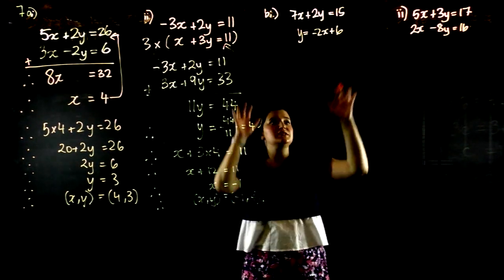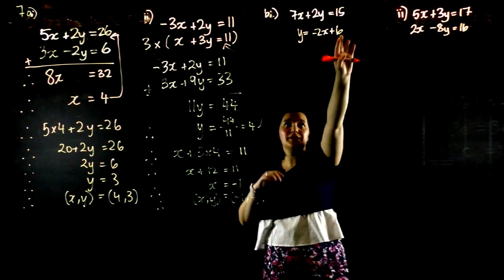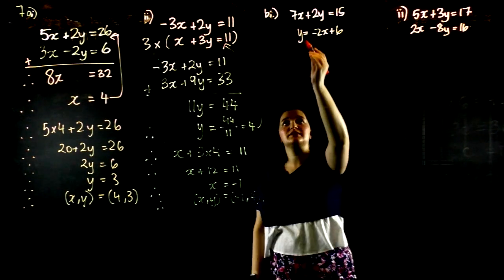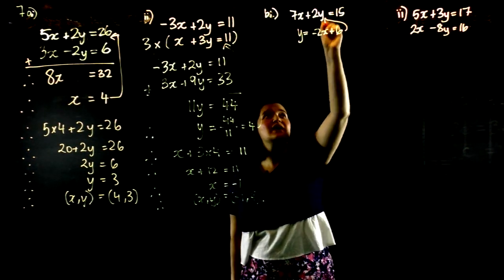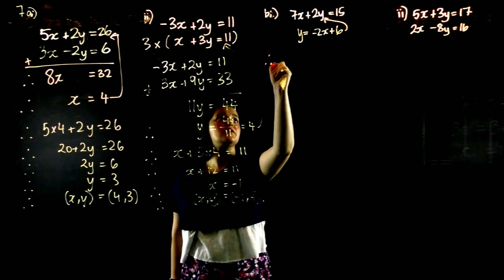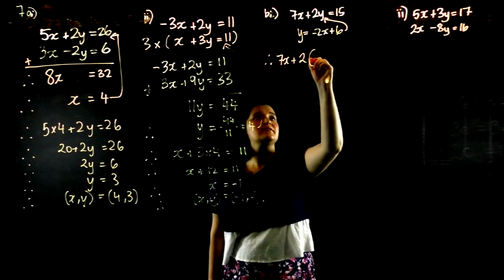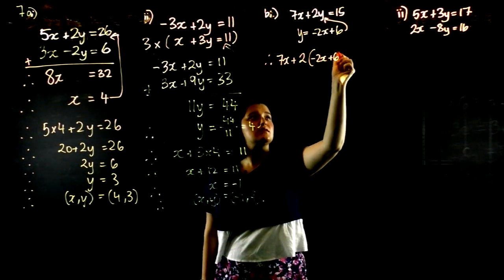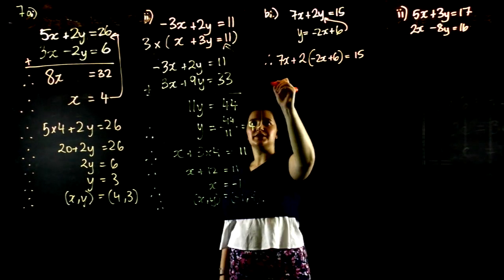Okay, for the second two we were asked to solve by substitution. So this one's already set up, ready to go. So I've got this y term isolated. I can plug it straight in for y in there. So I'm starting with, therefore, 7x plus 2 lots of all of that equals 15.